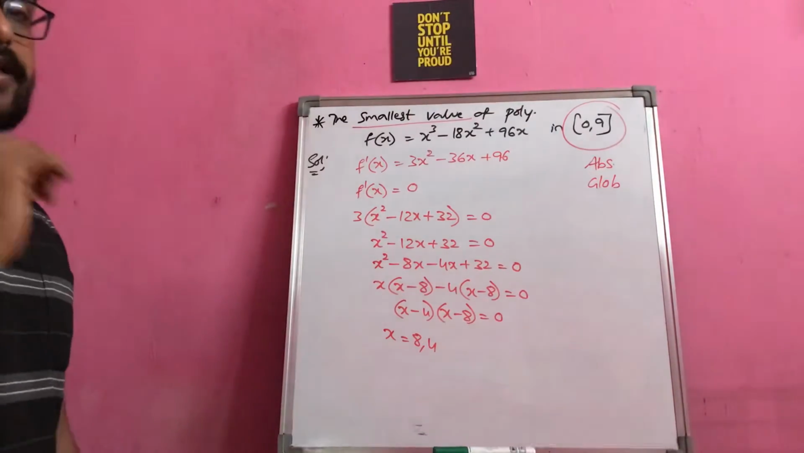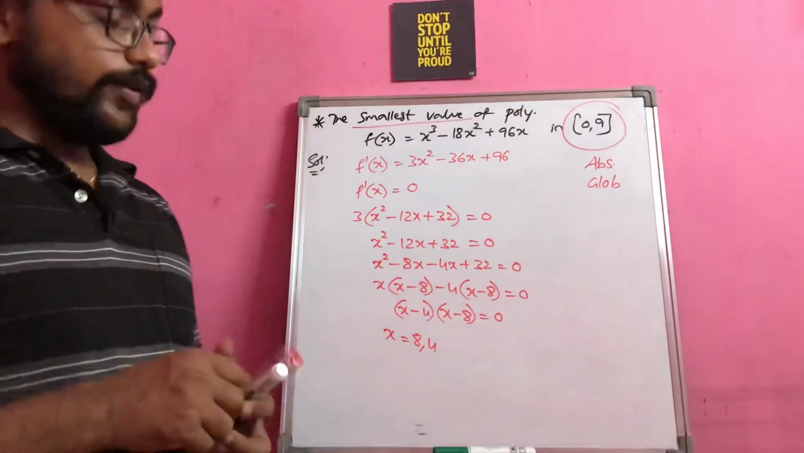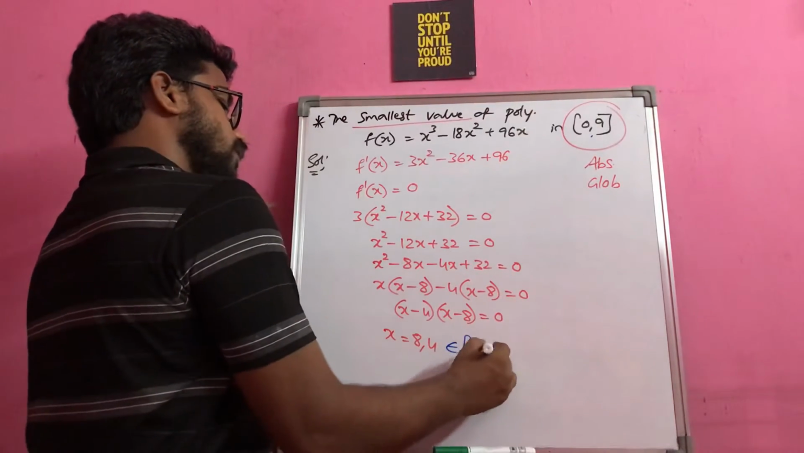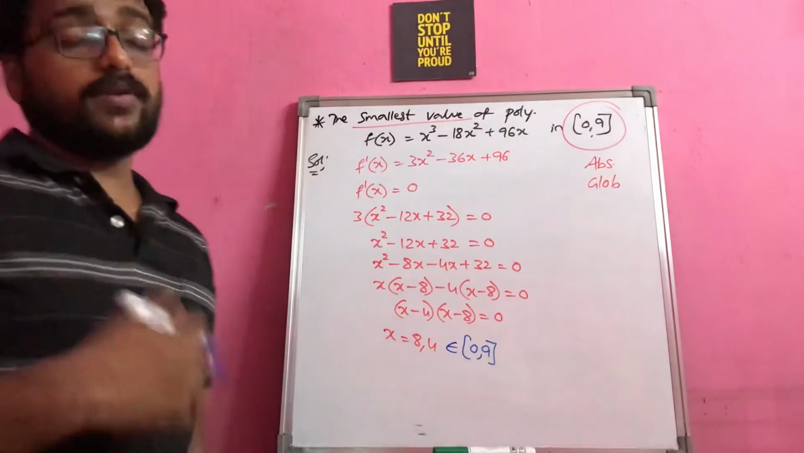The first thing that you have to do is, whatever turning points you are getting, you have to check whether they belong to this interval or not. You see, 8 comma 4 both belong to 0 comma 9. Sometimes what will happen, no?